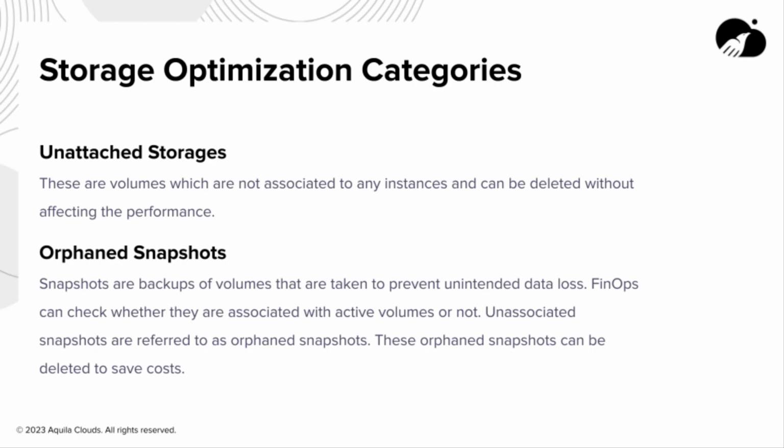Snapshots are backups of volumes that are taken to prevent unintended data loss. FinOps can check whether they are associated with active volumes or not. Unassociated snapshots are referred to as orphan snapshots. These orphan snapshots can be deleted to save costs.